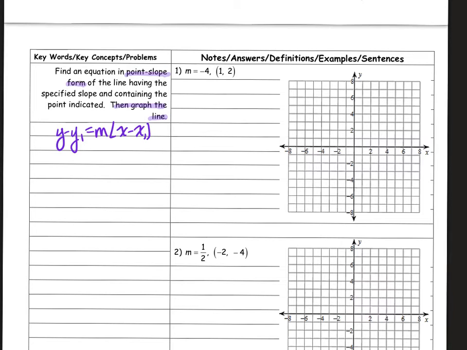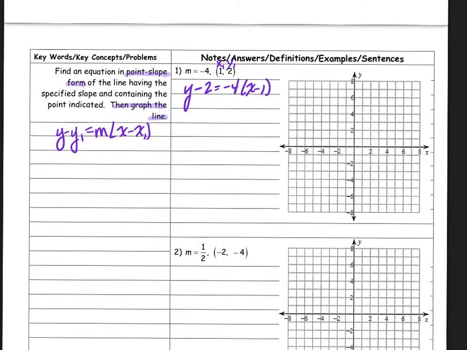Okay, so I'm going to just substitute it in. So as I substitute it in, it says y minus 2 equals negative 4 times x minus 1. Since this is x and this is y, okay, of my point. And then I have my slope, okay? So I know I went over that a little fast because we did do that in class. I'll go a little slower next time, so sorry.